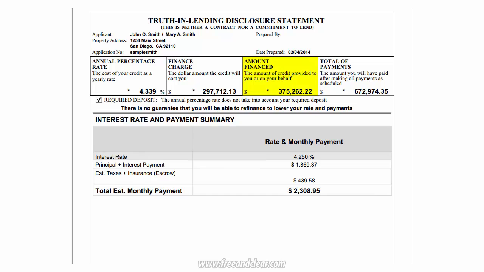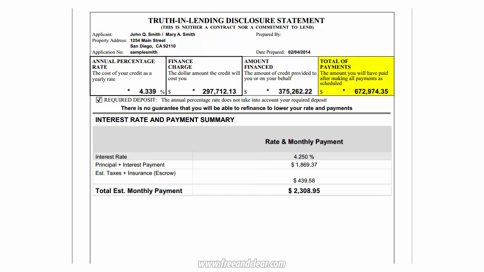Next, we have the amount financed, which can be a little confusing. This figure represents our $380,000 mortgage amount minus the non-recurring lender fees. So basically, this is your mortgage amount minus the fees you pay the lender up front. So in this case, we have approximately $4,700 in lender fees, which we subtract from the mortgage amount to calculate this figure.